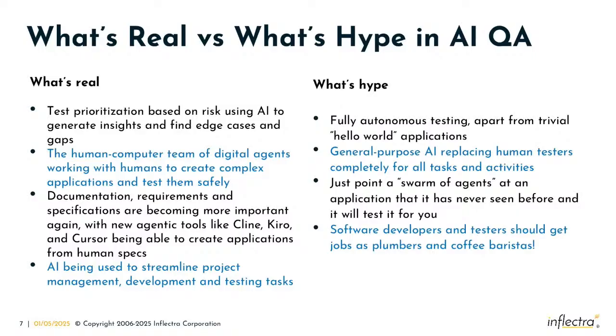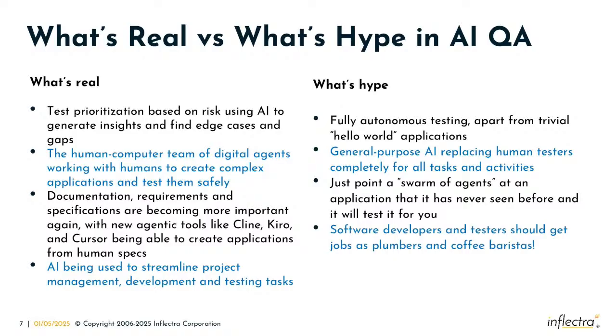The next thing we're going to hear about is this new concept of the digital human. We're going to have a human-computer team. It's going to be humans and digital agents working together to do testing, to do quality, to do risk management, to do everything in the software development lifecycle. It's going to be this new human-digital team, which is a new thing. It's agents working with humans, not just humans using a co-pilot.